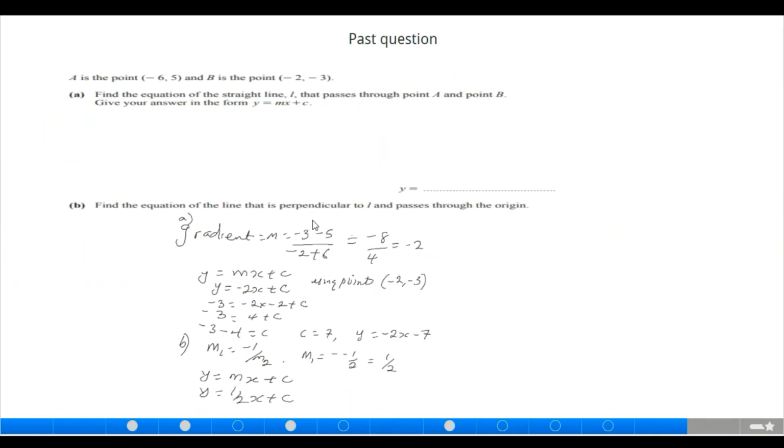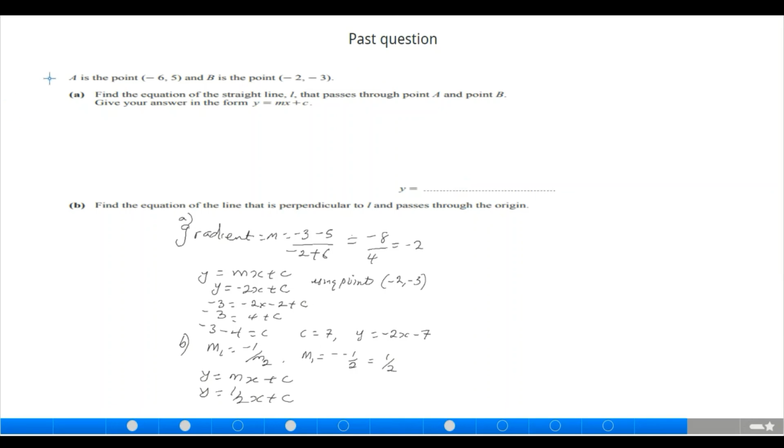The first one says A is the point (-6, 5), and B is the point (-2, -3). Find the equation of this straight line that passes through point A and point B. First and foremost, we have to calculate the gradient.